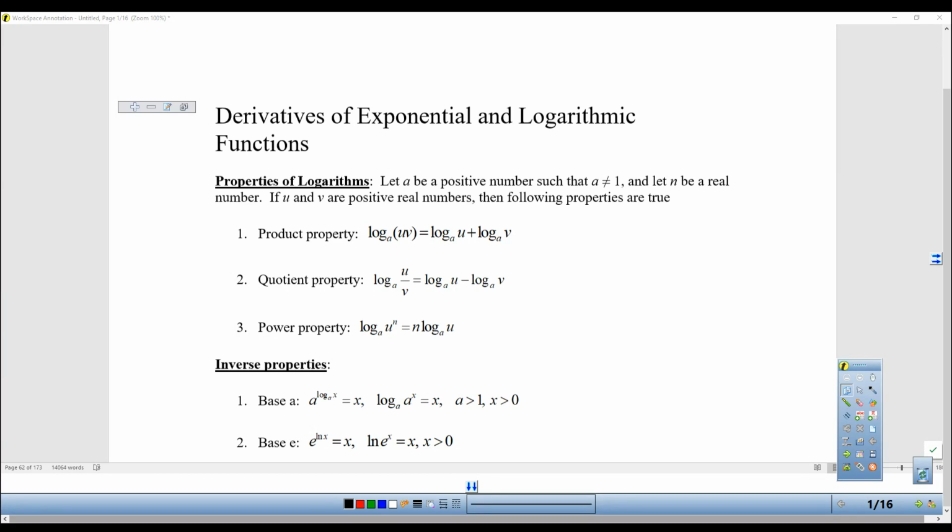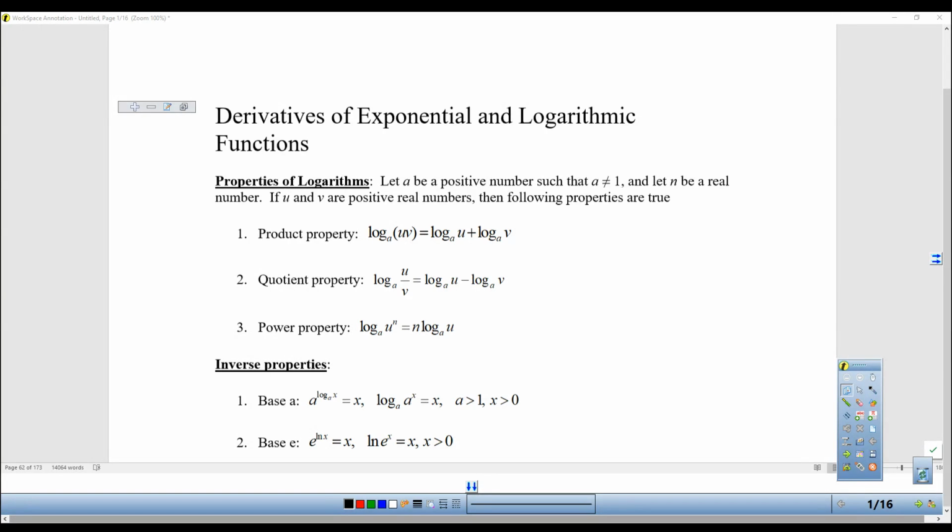These are just properties that, if you have forgotten them from pre-calculus, then you need to know them. They say that if you have log of u times v, you can break it up into addition. U divided by v can be broken down into subtraction. And recall that if you have an n as an exponent there, you can bring that to the front. You're going to need to know these.